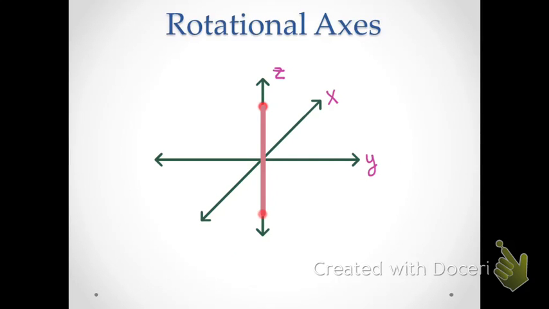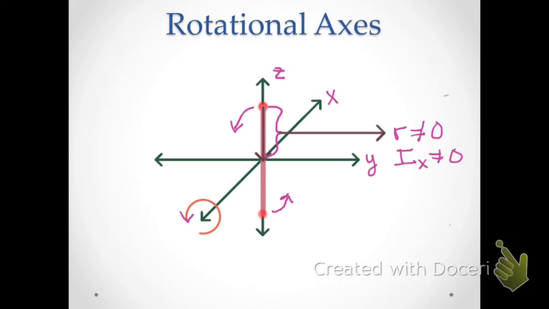Let's consider the rotation of a diatomic molecule in three-dimensional space. We'll first consider rotation about the x-axis. In this situation, we determine the distance of each atom from the x-axis in order to determine the moment of inertia. We'll note in this case that the distance is not equal to 0, so the moment of inertia about the x-axis is not equal to 0.